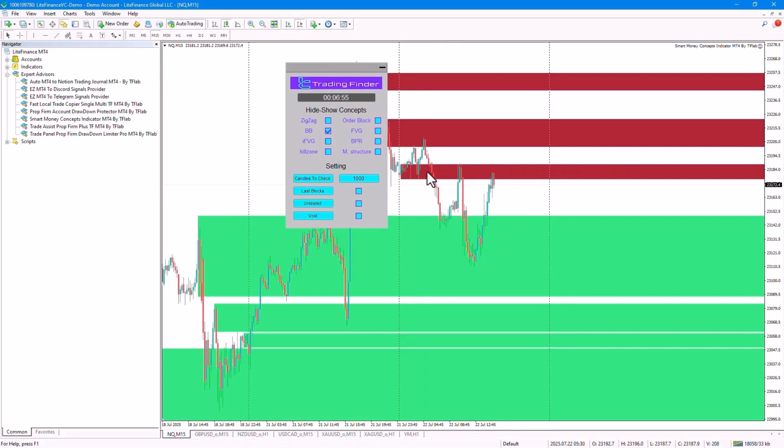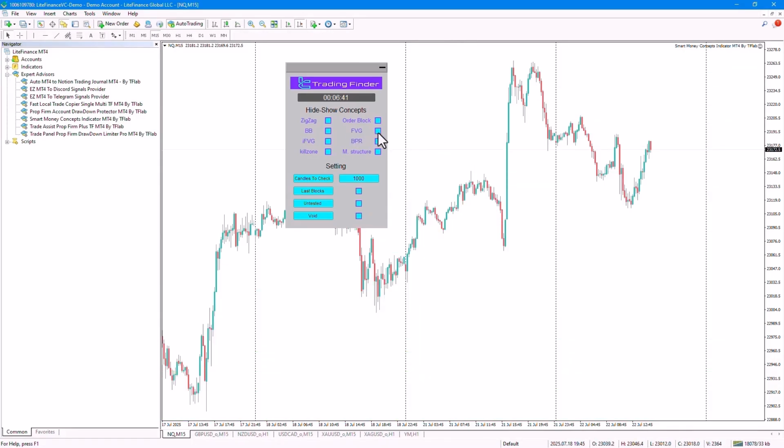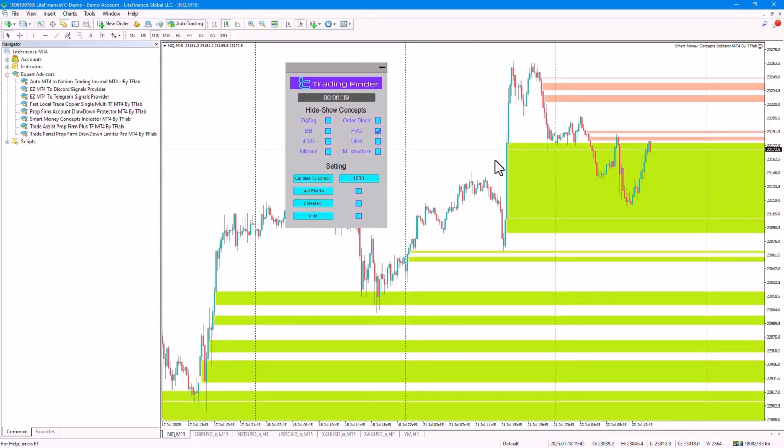Again, here there was a bullish order block zone, and after the bullish order block zone was broken, it turned into a bearish breaker block zone and acted as resistance here. The next option is the FVG or fair value gap zone. By enabling this option, the indicator starts identifying FVG zones on the price chart.